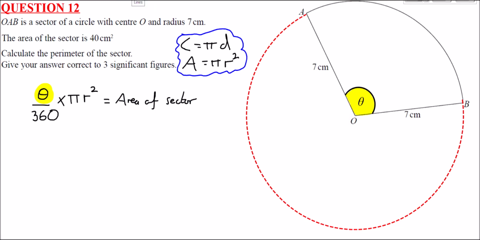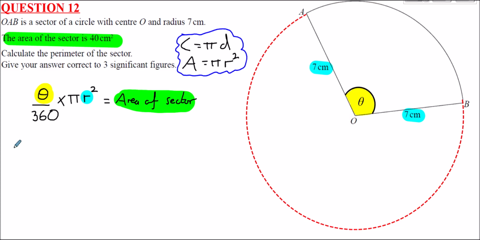Now we know some information here. We know what the area of a sector is. We're told it's 40. We also are told what the radius is. The radius is 7. So we can substitute values in for this. So theta over 360 times pi times the radius squared. Radius is 7, so 7 squared equals 40.